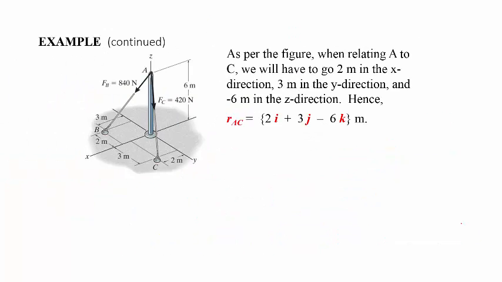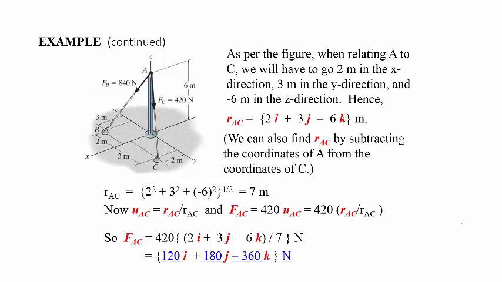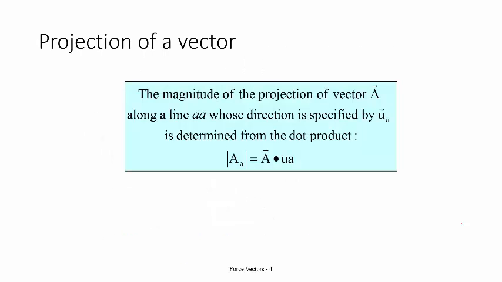So here is the problem in a better, nicer, handwritten form. So now we're going to talk about the projection of the vector, which is different. And in the case of the projection of the vector, we want the magnitude of the projection of the vector along a line specified by this unit vector.